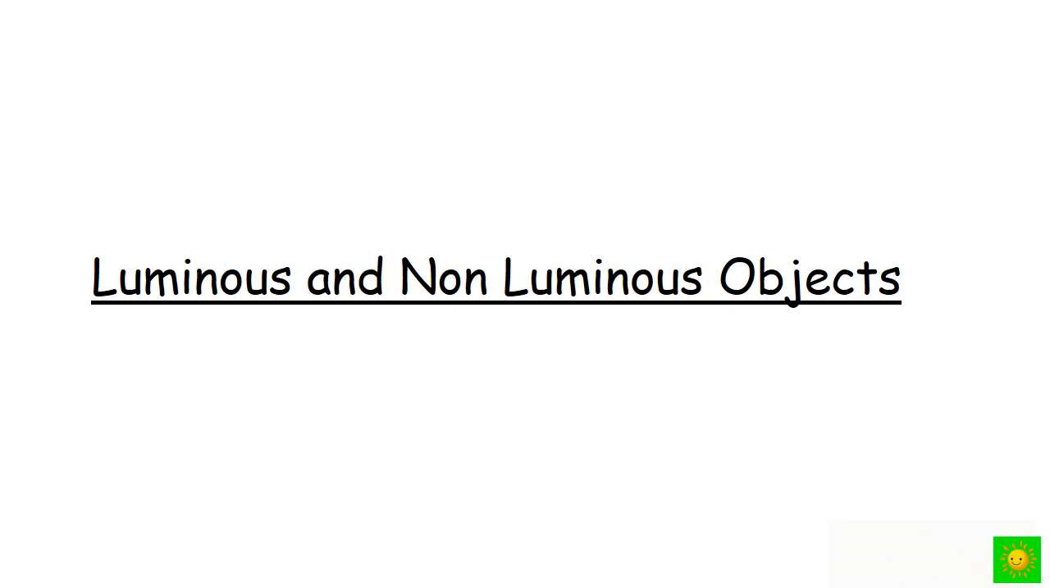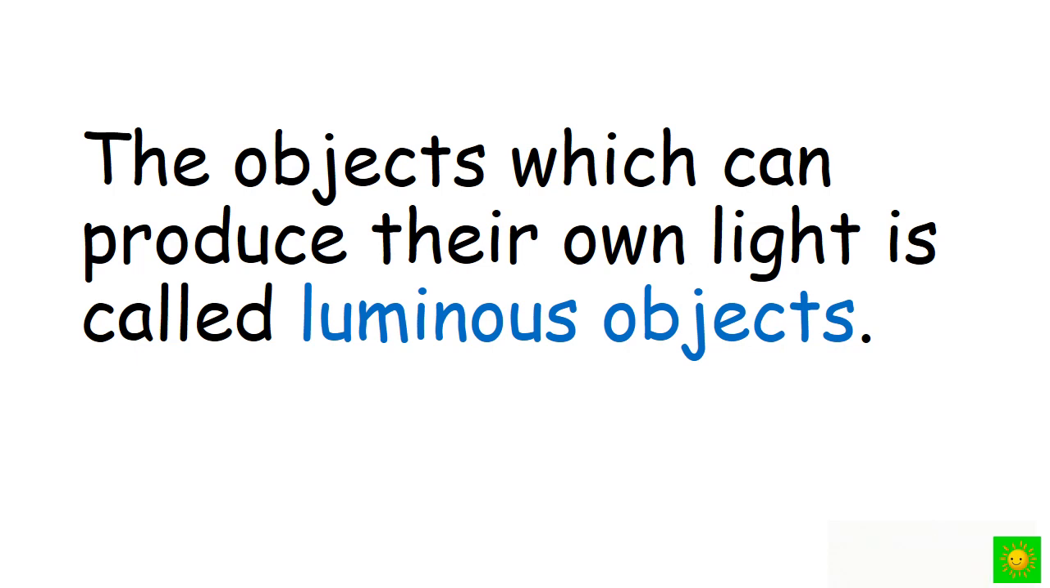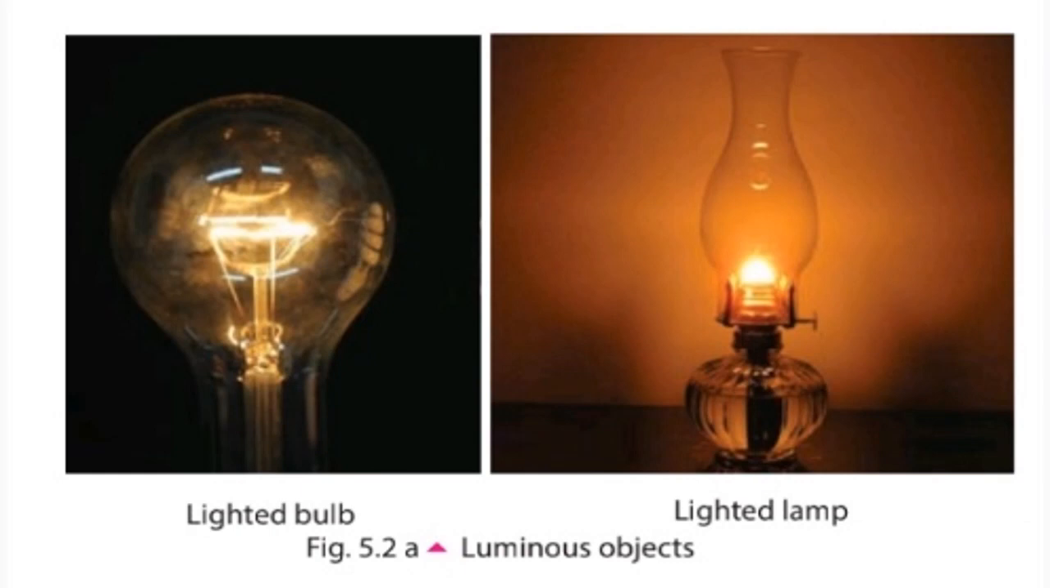Let's discuss luminous and non-luminous objects. We can't see anything when we enter a dark room, but if we light a bulb or a candle, we will be able to see the candle and the bulb as well as other objects in the room. The reason is the light emitted by the candle or the bulb enters our eye. The objects which can produce their own light are called luminous objects. These are the examples for luminous objects.